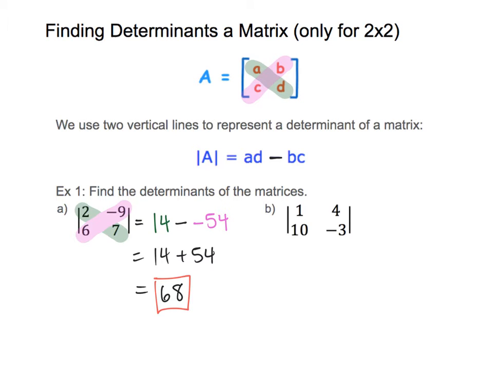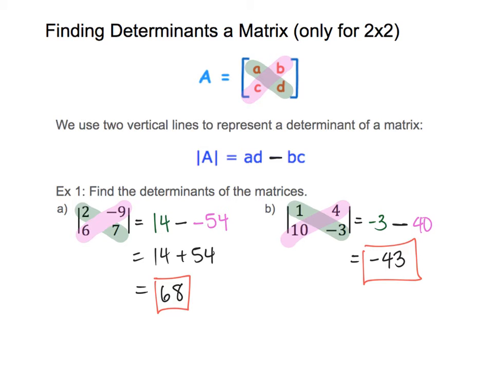So basically what I'm doing is multiplying by the diagonals and then subtracting it. So in this next one here, I'm going to do the same thing. And we always do the diagonal that goes from left to right first, so this way. So 1 times negative 3 is negative 3. And we're going to subtract that by the other diagonal. So 4 times 10 gives me 40. And then if I subtract negative 3 from 40, that's going to give me negative 43. And so here is my answer.